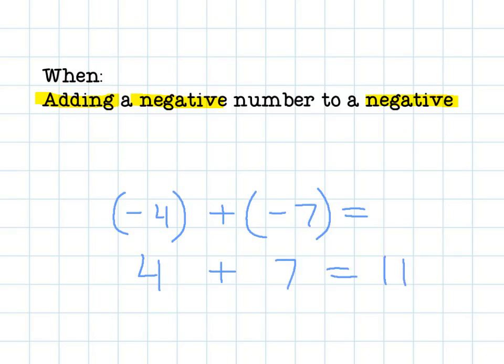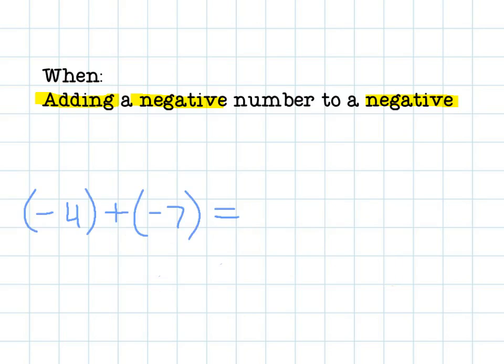Now how this works is negative 4 plus negative 7 is the same thing as negative 4 minus 7. Because you're still subtracting a number from another number, and you're still making the negative number smaller.